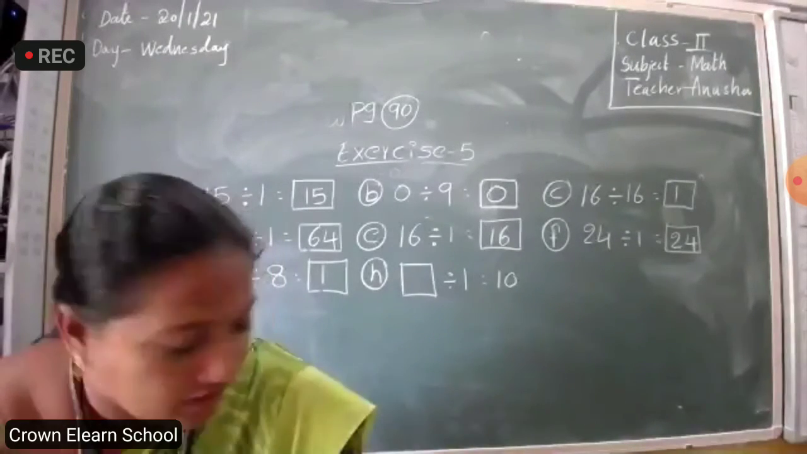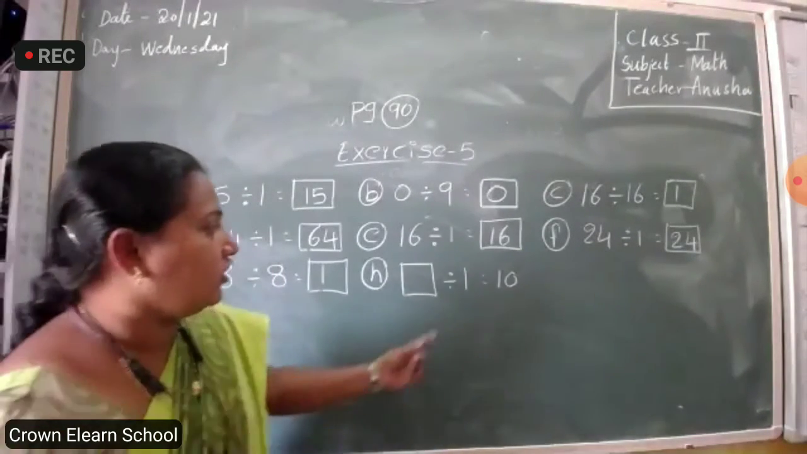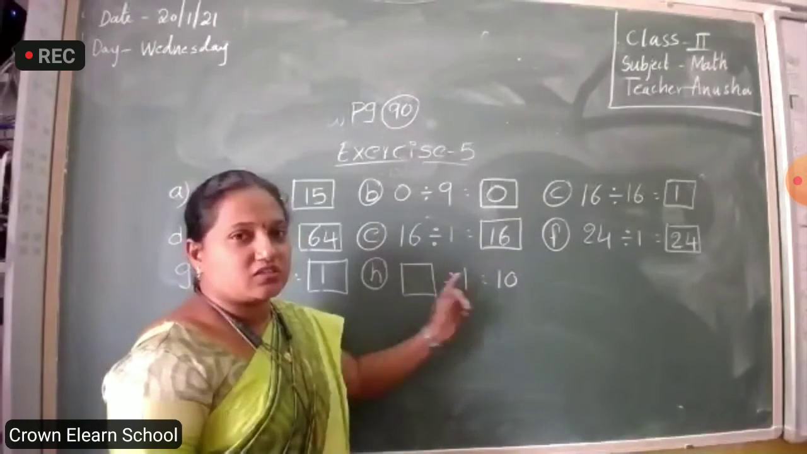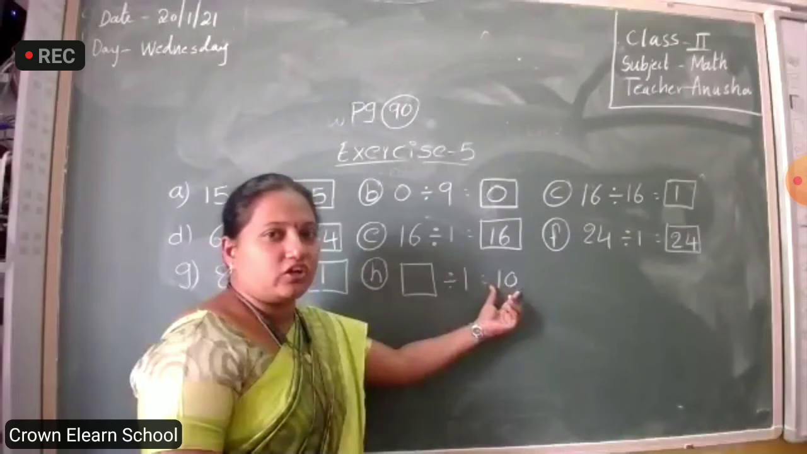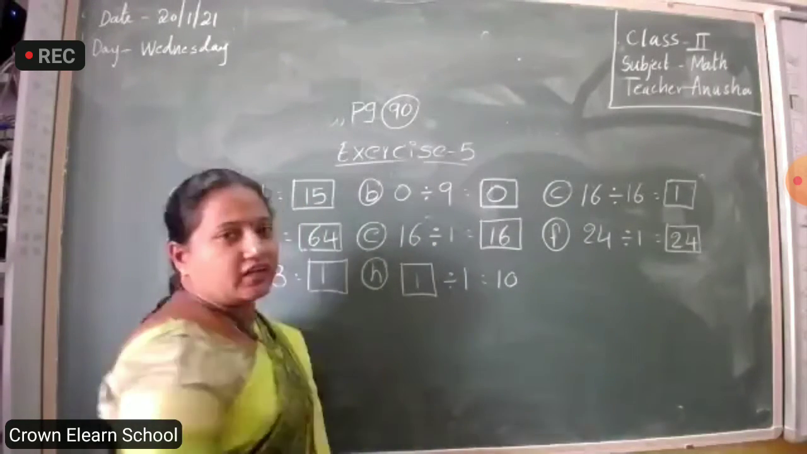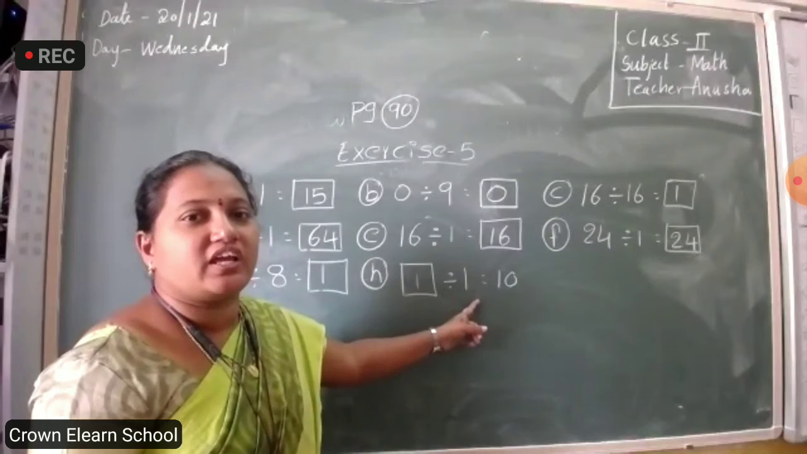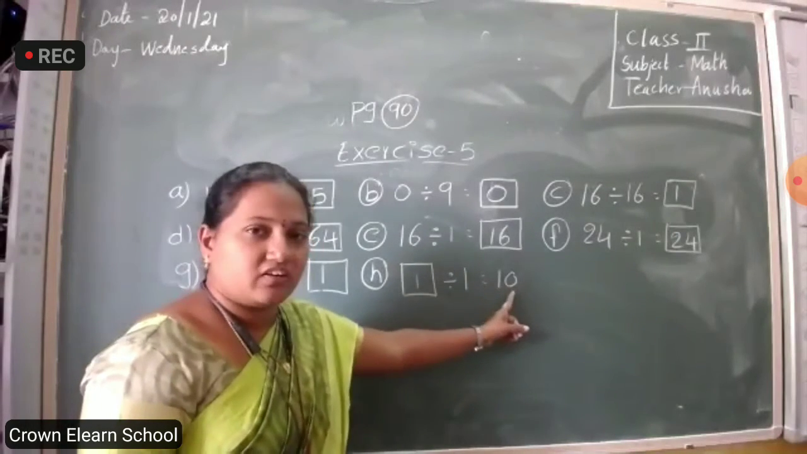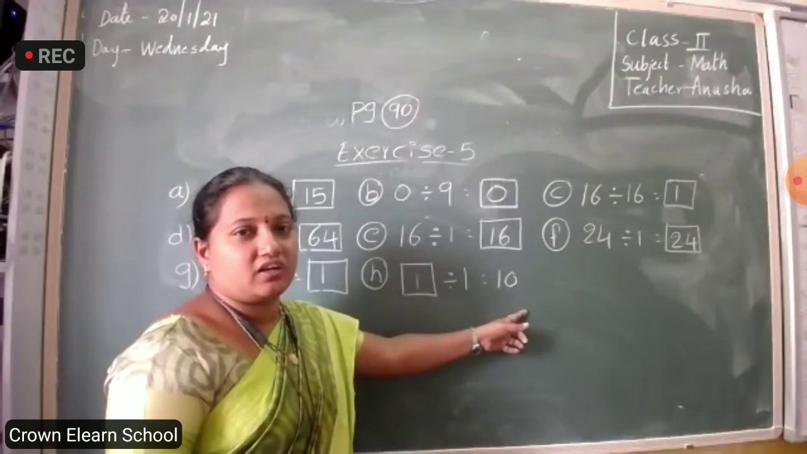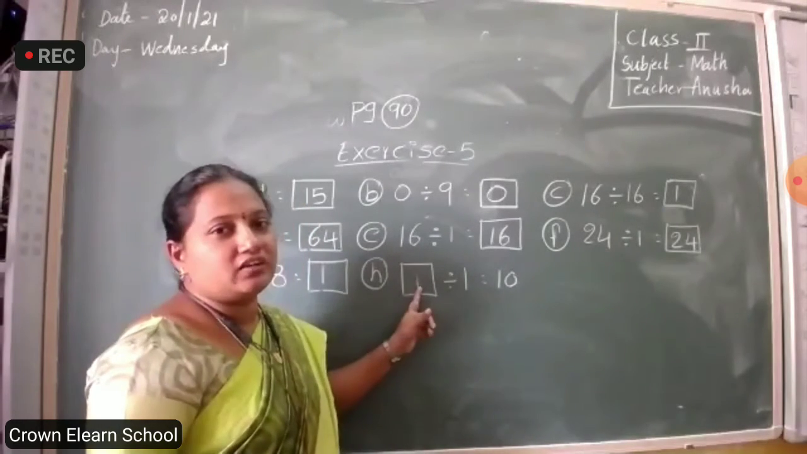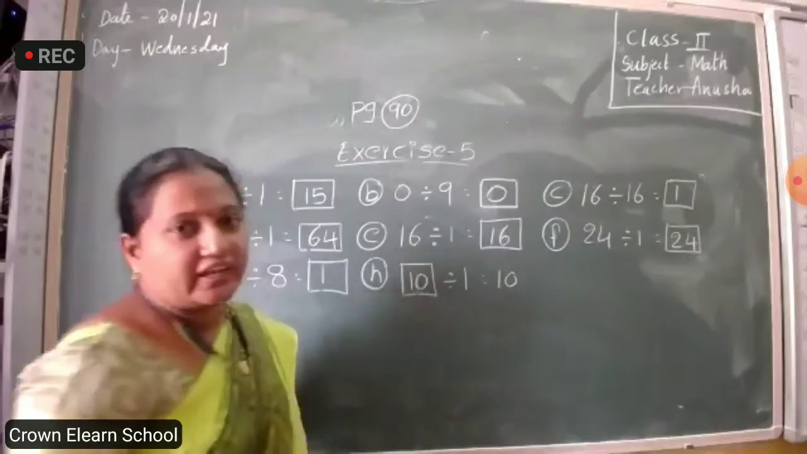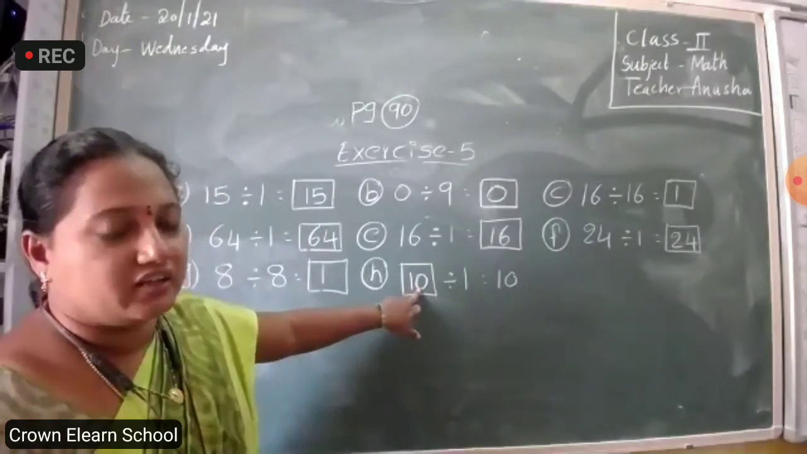Very good. Now listen. I already told, when you divide by 1, same answer. Same thing only you will get. So if you take 1 here, 1 divided by 1, same number. What answer you have to get here? 1. When you divide with 1, answer is 1. Why are you giving 1 here? What is the answer, Nana? 10. For the H, answer is 10.